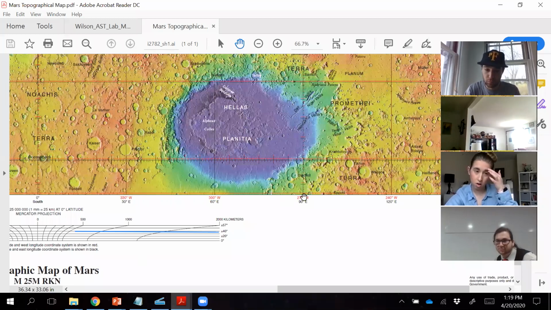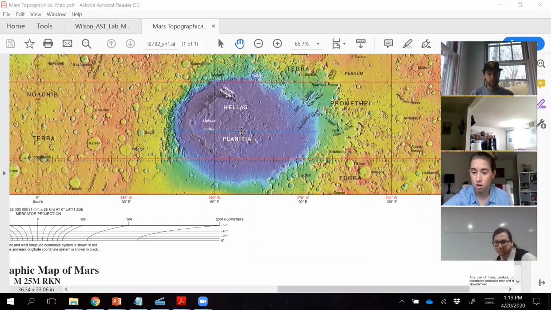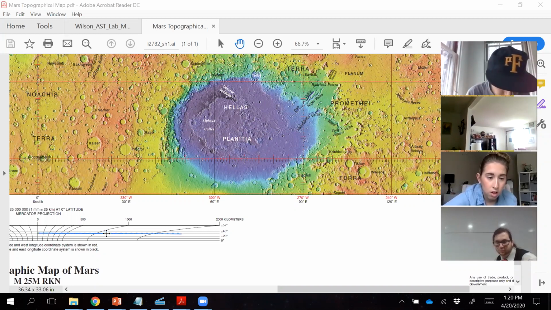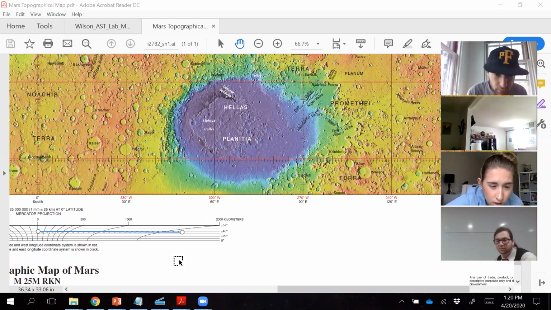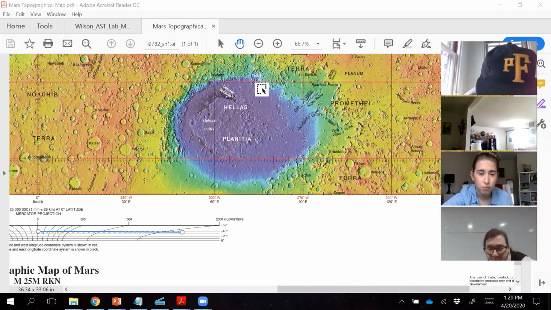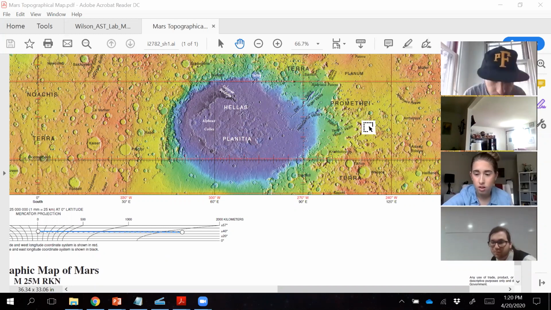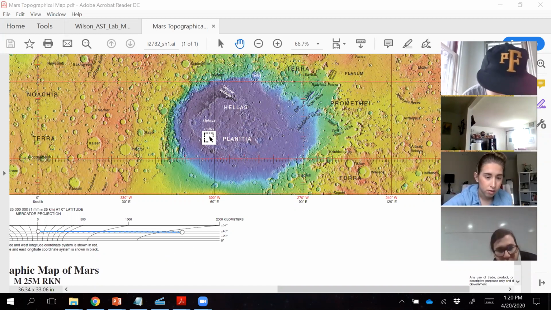So if I go to my annotate again, notice that this line covers the length of Hellas Planitia at this scale. And about how wide would you say the Hellas Planitia is according to this Mercator projection? Can you guys see that? Maybe like 2,300 kilometers. Yeah.